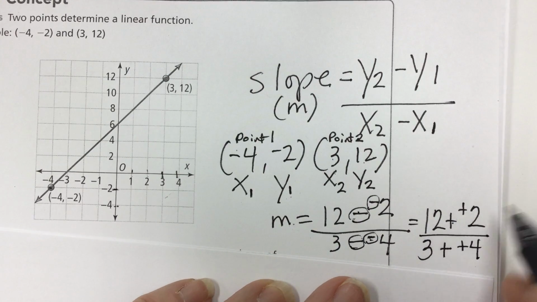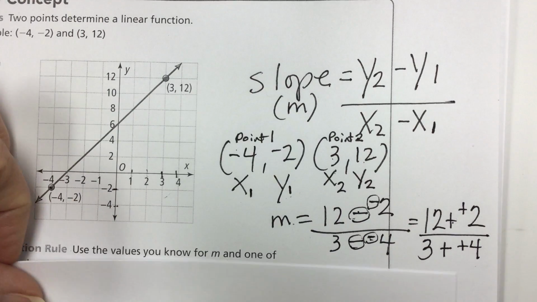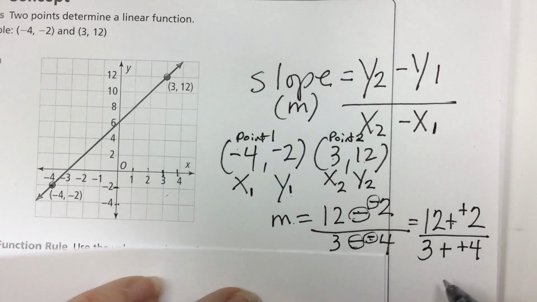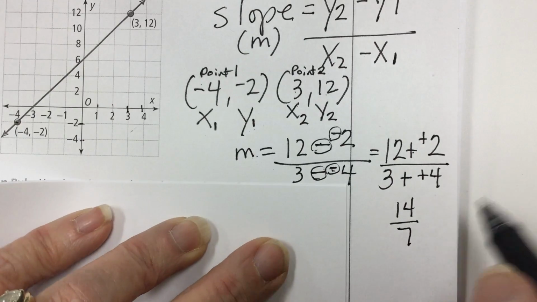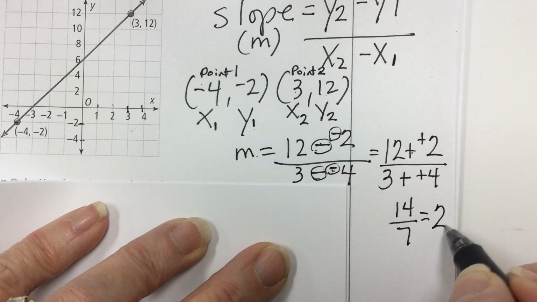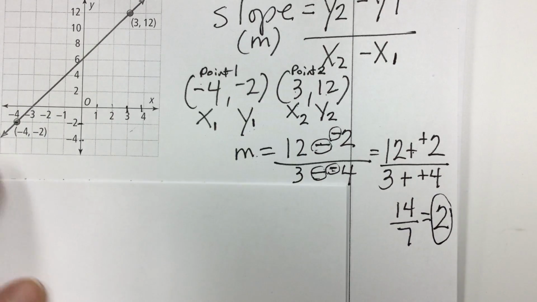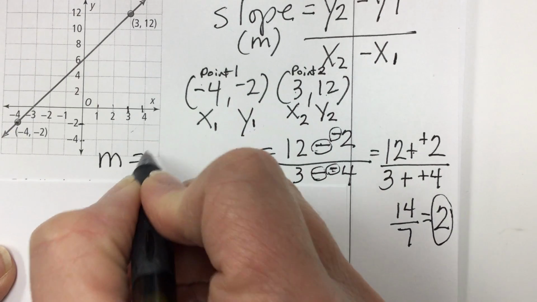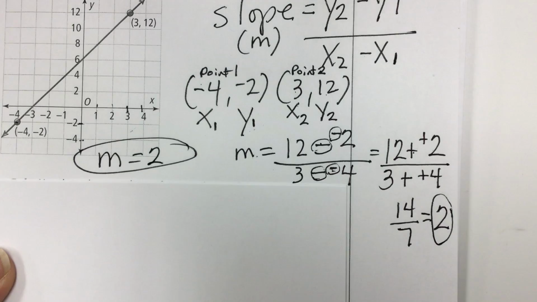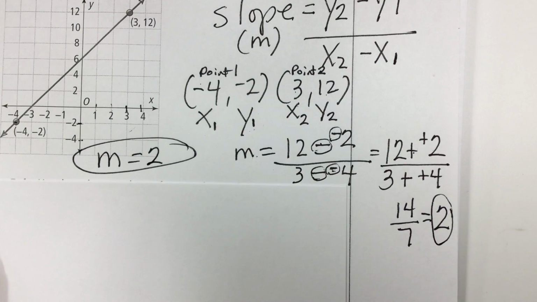So we have 12 plus 2 gives me 14, and 3 plus 4 gives me 7. And what is 14 divided by 7? I end up with 2. Therefore, this line has a slope of 2. I can go back and say that this line has a slope of 2.